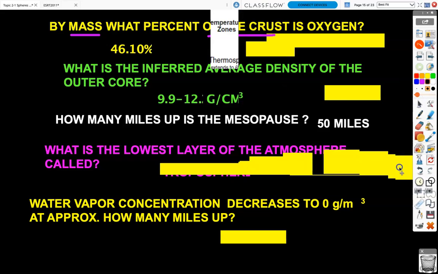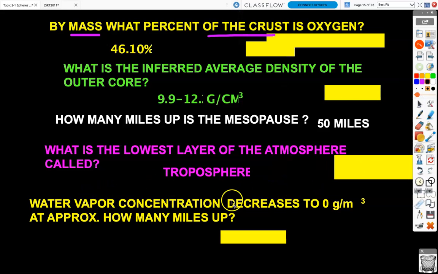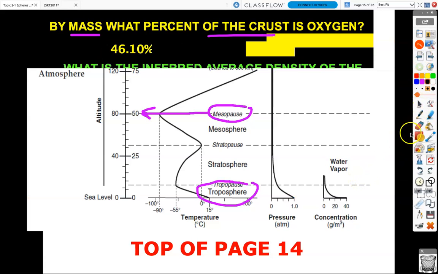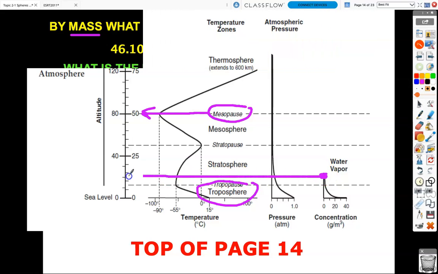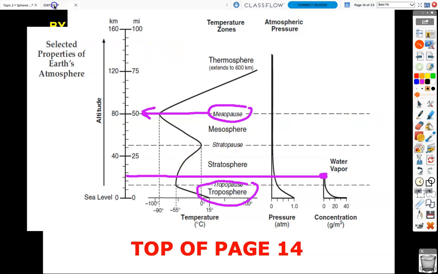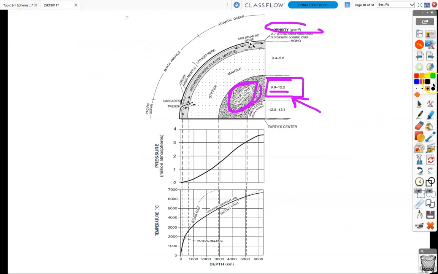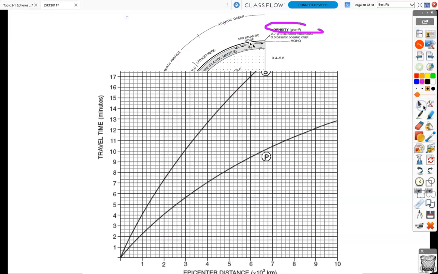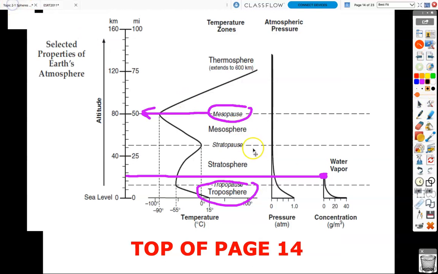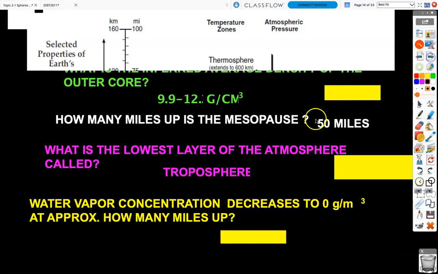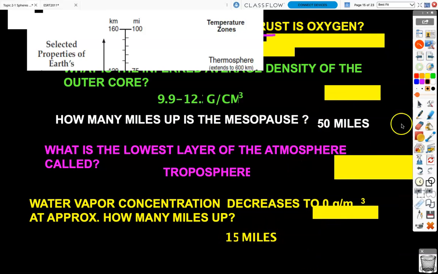And water vapor decreases to 0 at approximately how many miles up? So again, that was on the chart. We just went over that. So here's where it turns to 0. And again, if you come across, it's closer to the 15 miles. About 15 miles up.